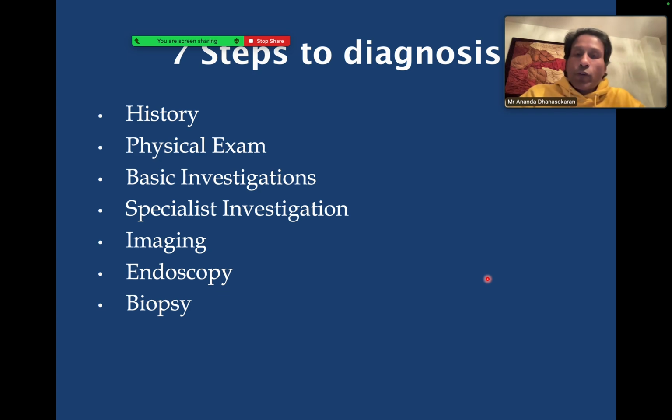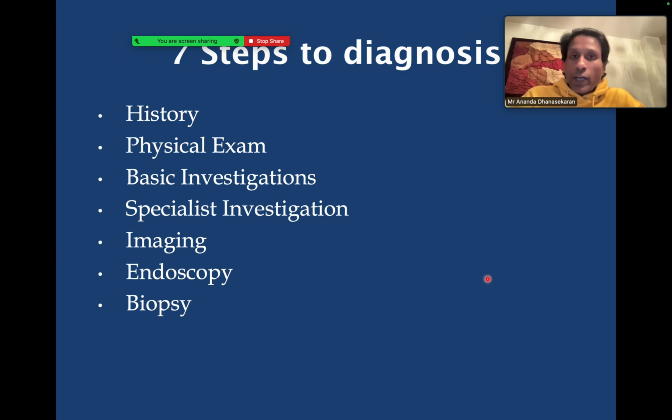And when it comes to diagnosis, there are a total of 7 steps, which is a little bit common even with other surgical specialties. History taking, physical examination, basic investigations like urine investigations, blood investigations, CT scans, etc. Specialist investigations like nuclear scans, PET scans, or MRI scans, which come under imaging.